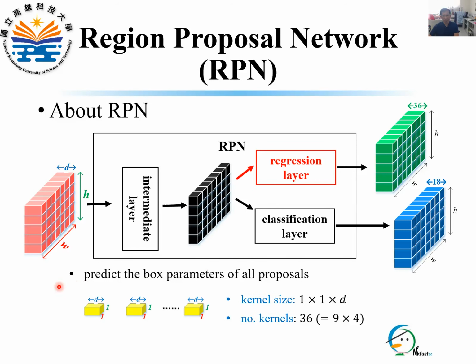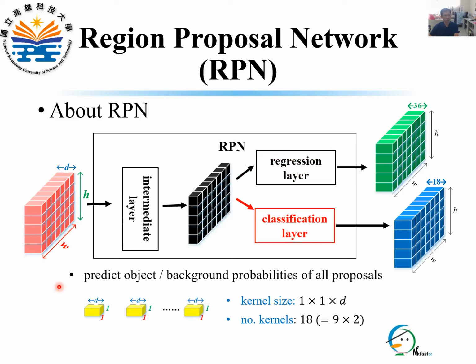After that, regression layer predicts the box parameters of all proposals by using 36 kernels with the size 1 by 1. Classification layer predicts the object background probabilities of all proposals by using 18 kernels with the size 1 by 1.